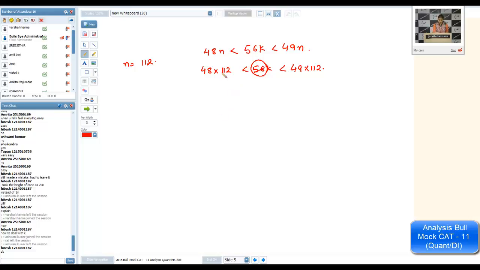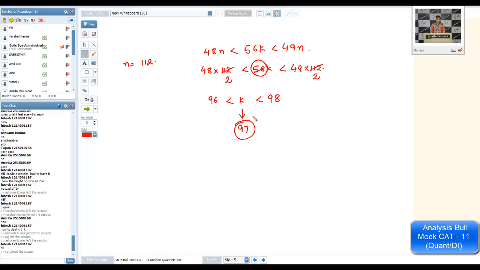Now if you solve it, you will get this thing: 96 is less than k is less than 98. Now the only possible positive integral value of k is 97. So k is unique, that's why this is the answer in this case. Is it okay with you, all of you?